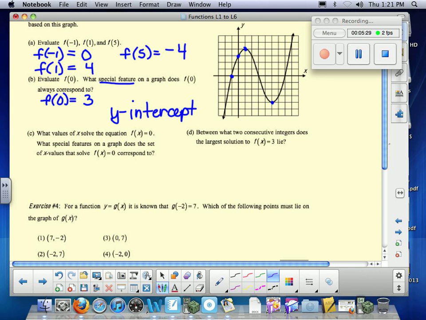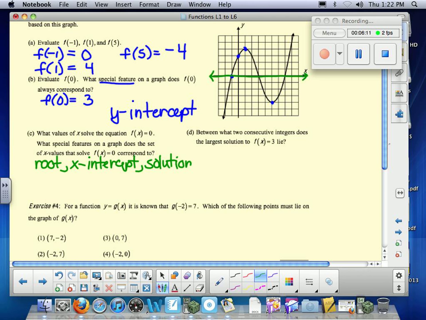All right, I'm sorry, I'm on letter C. For what values of x solve the equation where the function is equal to 0? Stop right there for a second. Where is the function equal to 0? Its output is equal to 0. What's another name for where the function is equal to 0? Root. Good, it's a root. An x-intercept. Solution. A solution, nice. And they're all happening here on the x-axis.